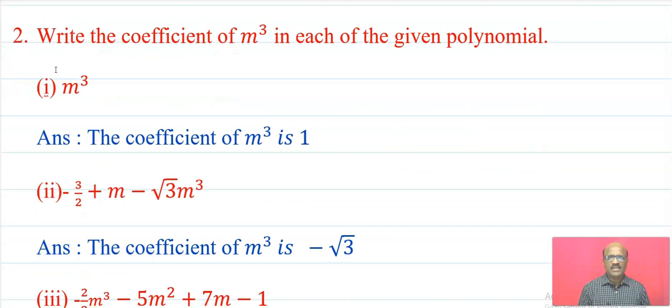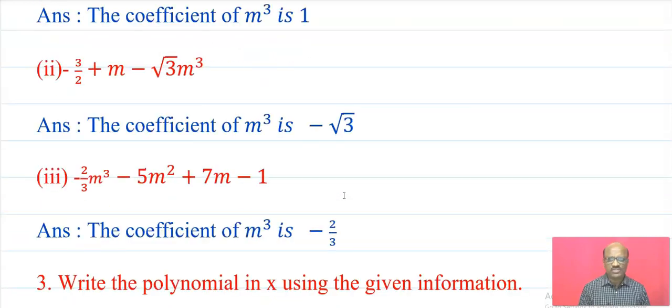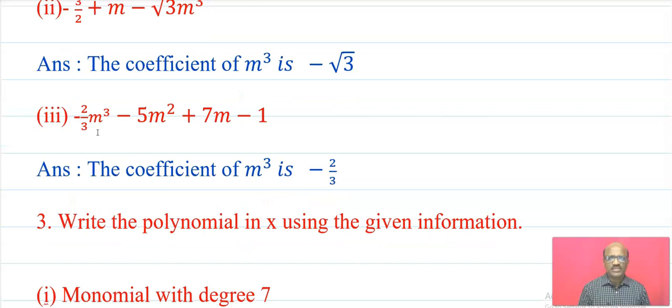Now the next is write the coefficient of m cube in each of the given polynomials. M raised to 3. What is its coefficient? Its coefficient is 1. जेव्हा काहीच नसेल तर त्याचा आपण आपली साधी भाषा त्यामध्ये काय तिथे 1 ट्रीट करत असतो. Here the coefficient is 1. What about here? Minus 3 by 2 plus m minus root 3 m cube. The coefficient of m cube is minus root 3. What about the next? Minus 2 by 3 m cube minus 5m square plus 7m minus 1. Again, the coefficient of m cube is minus 2 upon 3.